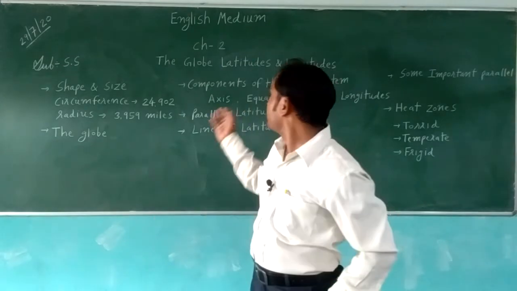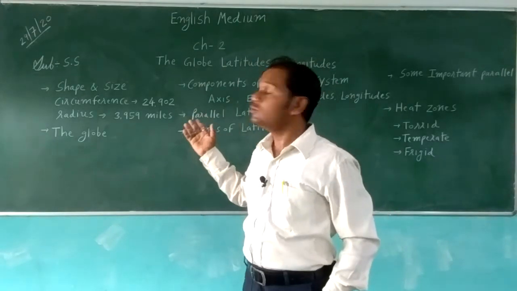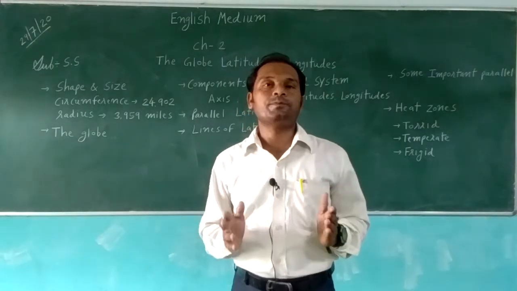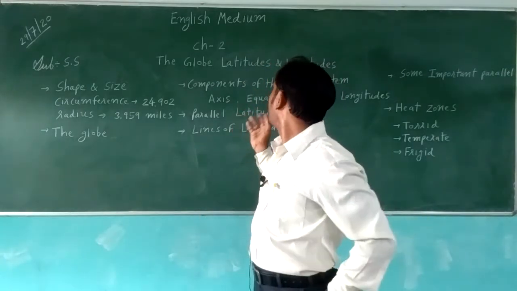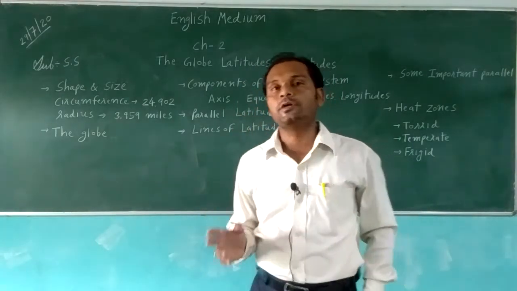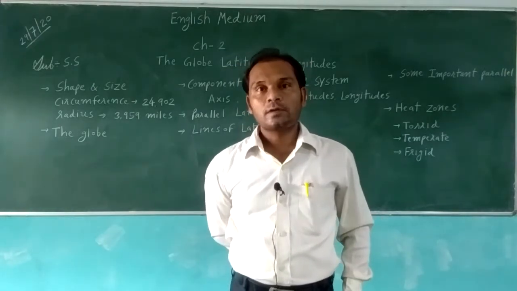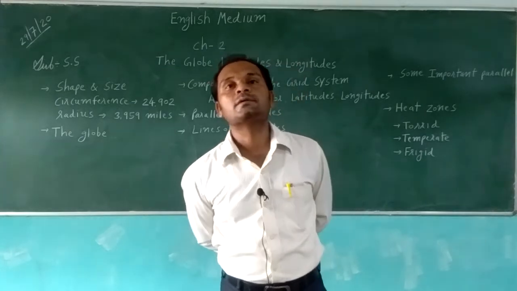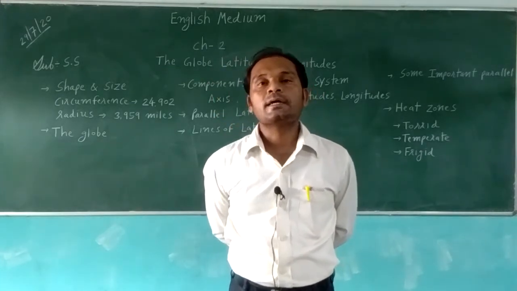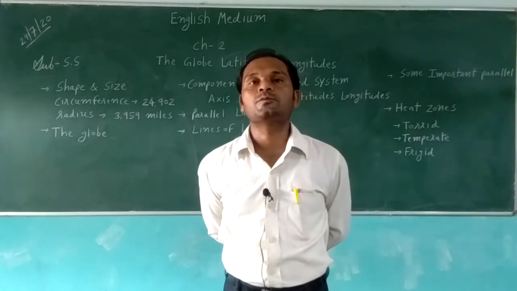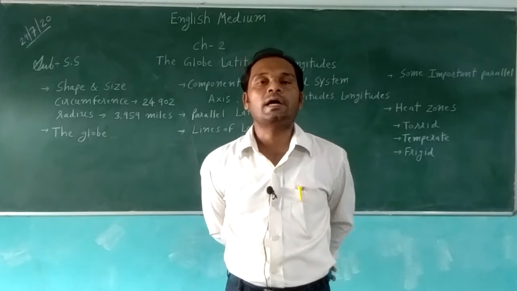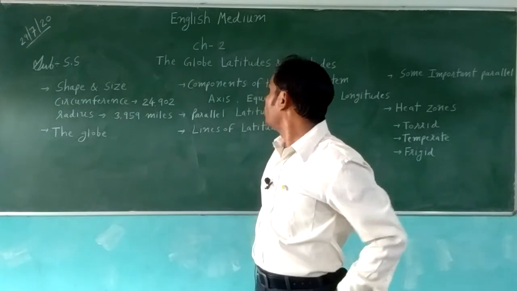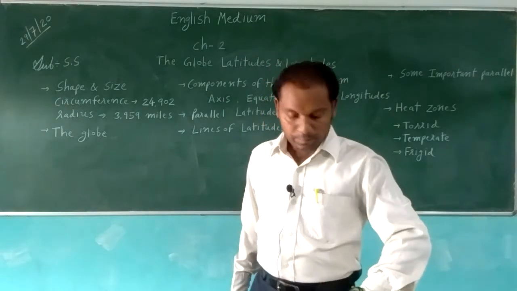Okay, so let's start Geography chapter number 2, the Globe, Latitudes and Longitudes. Today we are going to learn about it. Before this, we already learned about stars, the Sun, comets, meteoroids, asteroids, galaxies, and the formation of stars. Then we learned many things about the solar system. And now today we learn about the globe, latitudes and longitudes.